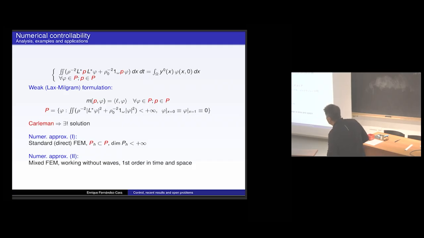An alternative consists in mixed finite elements. This formulation can be rewritten in the mixed sense, like something in which all the involved spaces only need one derivative in time and space. And this is a second possibility. I'm going to give some details now.